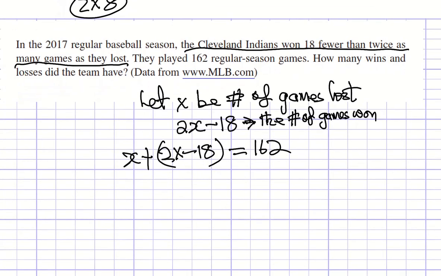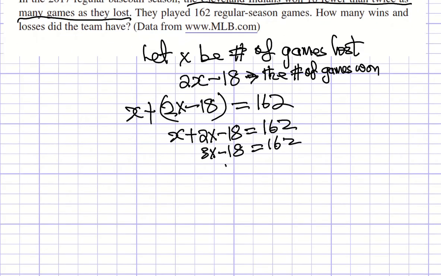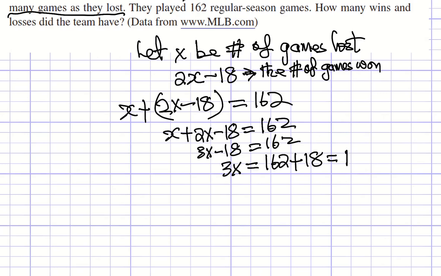You see that, right? That's what that means. So you remove the bracket, you have x plus 2x minus 18 is equal to 162. You solve that, you get 3x minus 18 is equal to 162. You move 18 over to the other side. 3x is equal to 162 plus 18. Basically, that would be 180.